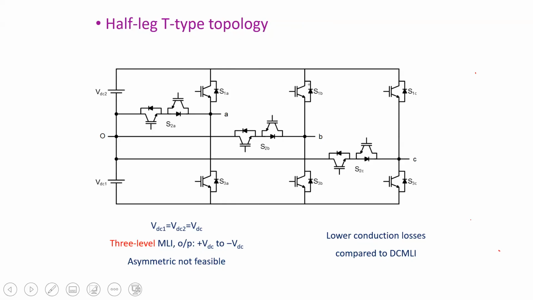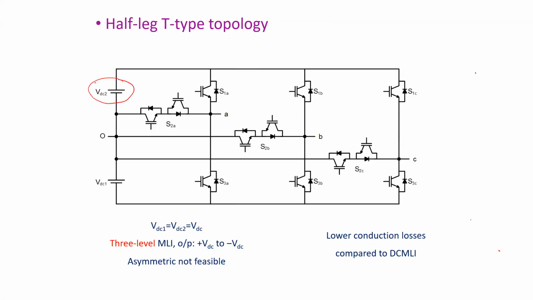We started discussing this half-leg T-type topology. This is also known as neutral point pivoted topology. It can be compared with the diode clamped multi-level inverter and also with the active diode clamped multi-level inverters. Right. So here the topology is something like this.